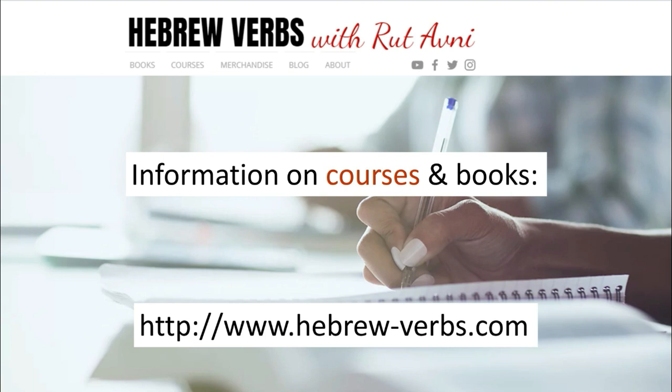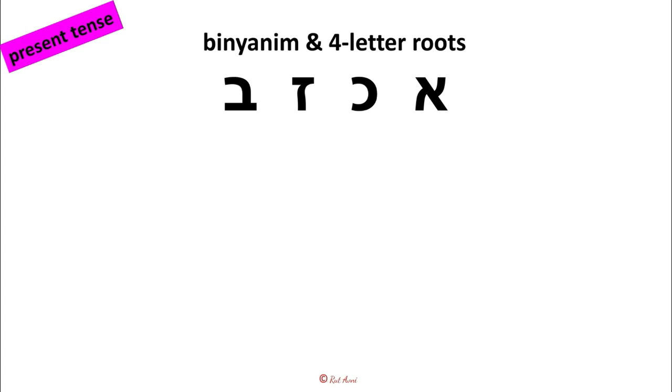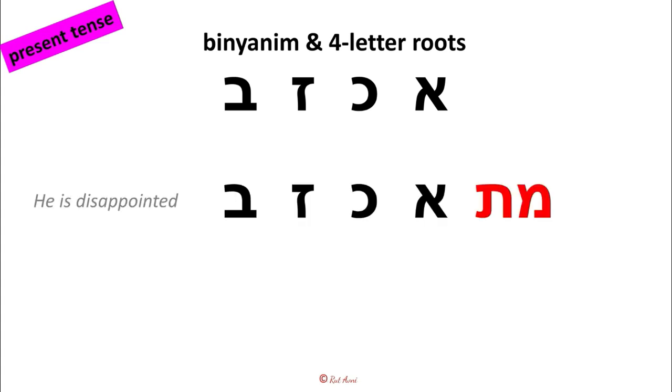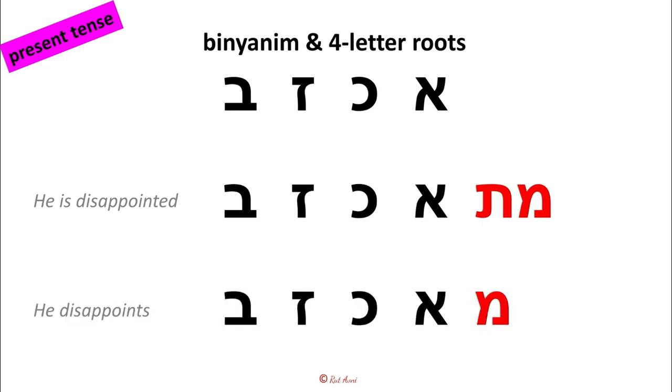And back to the subject. Our root, and now we see how that looks in present tense in those 2 binyanim. So he is disappointed, hu mit achzev, HITPL. In PL, he disappoints, hu me achzev. Again, the same rules. You take the root and either you put mem tav or you only put a mem. These are the same rules for 3 letters and for 4 letters.